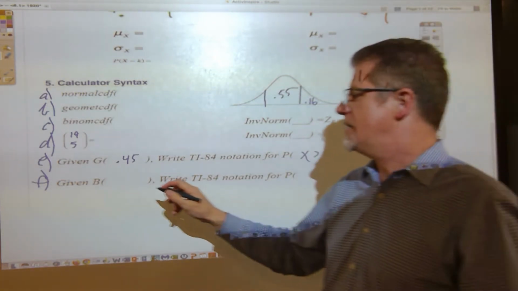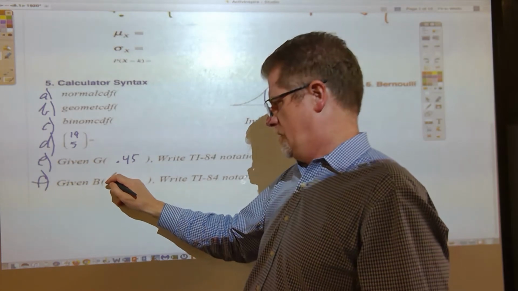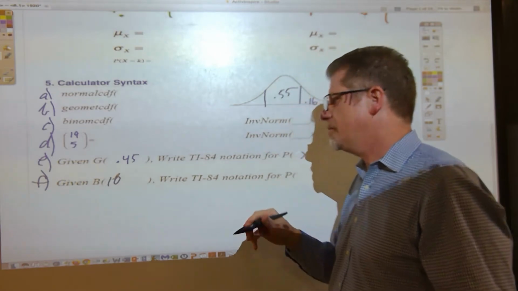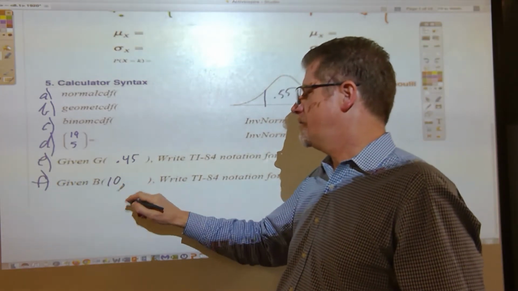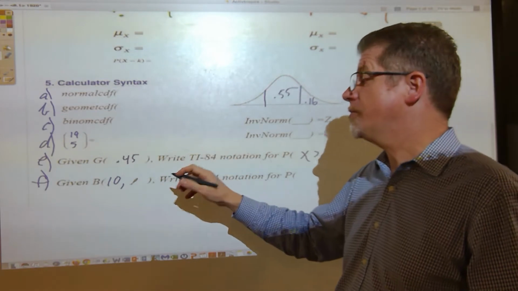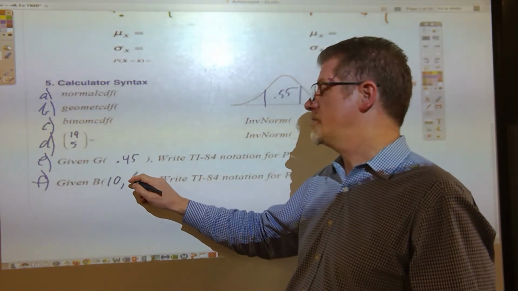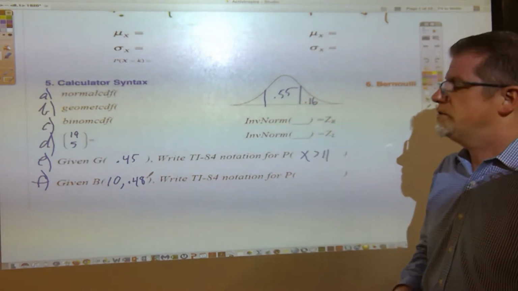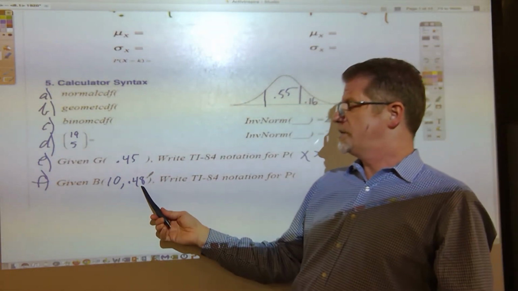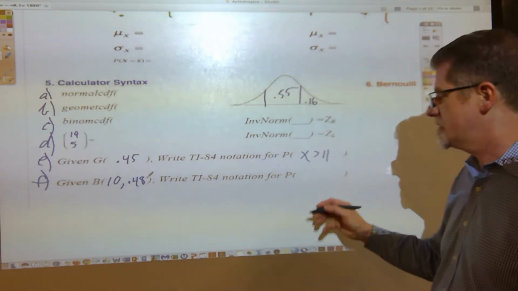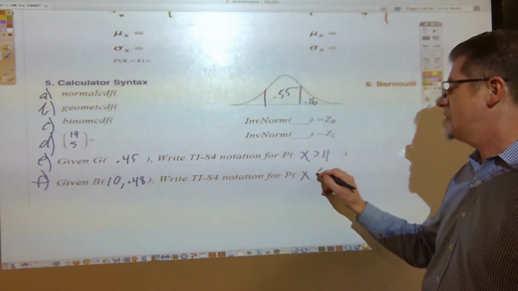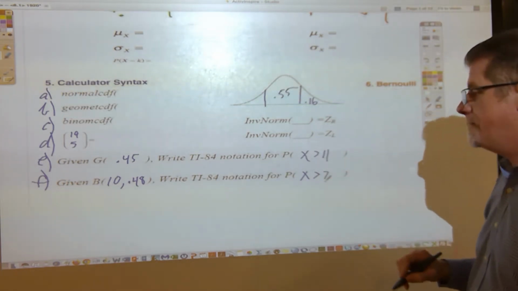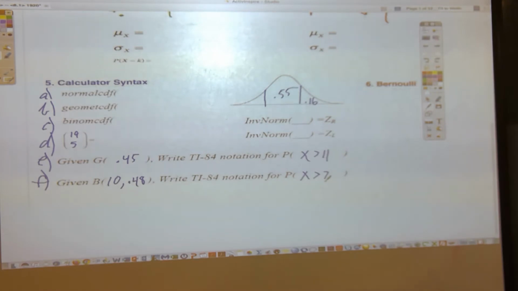And then down here, let's say we're taking a sample of 10 people, and we're going to ask them, are you going to vote for Donald Trump, yes or no? Suppose the true proportion, and only God knows what the true proportion is, that are going to vote for Donald Trump, is 0.48. Even if he loses the popular vote, he might still win the electoral college vote. What's the probability that X is greater than, not greater than or equal to, but greater than 7? So that's just for review.